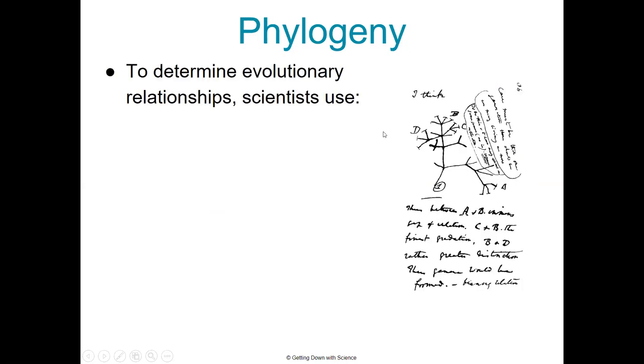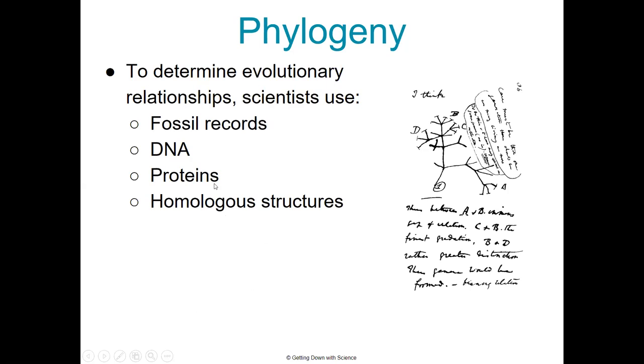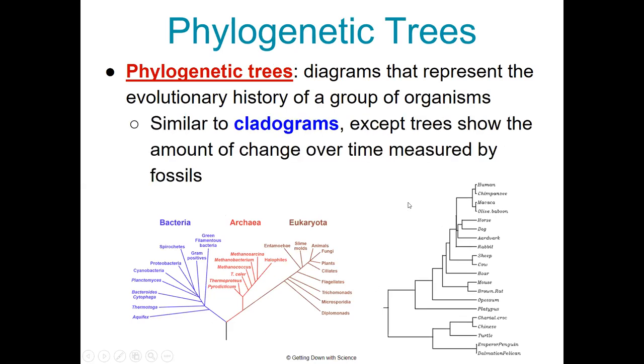Okay, so to determine these evolutionary relationships, scientists are going to use the fossil record, DNA, proteins, homologous structures. So all those things that we were talking about in that evidence of evolution video and set of notes. So phylogenetic trees are going to be diagrams that represent these evolutionary histories, these connections. And so you can see we can have them in a variety of shapes.